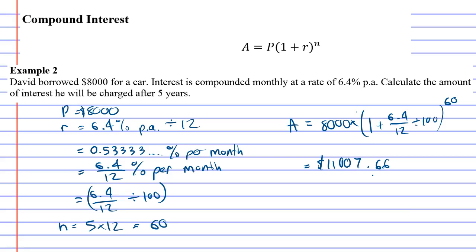Now, we've got to be really careful because this is the new amount. It started at 8 grand, he's now got a little over 11 grand. And we've got to really read the question and think, is this what they wanted? Read the last sentence which says, calculate the amount of interest he will be charged after 5 years. Now what that means is we've got to find interest, so we've got to subtract the original principal, which would come out to $3,007.66.